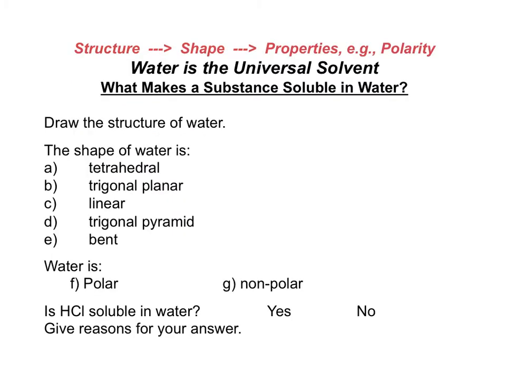So let's do an example of how structure determines shape, which determines properties such as polarity. Water is called the universal solvent. Stop the video and answer these questions about water. Before we review the answers, let's talk about shape.